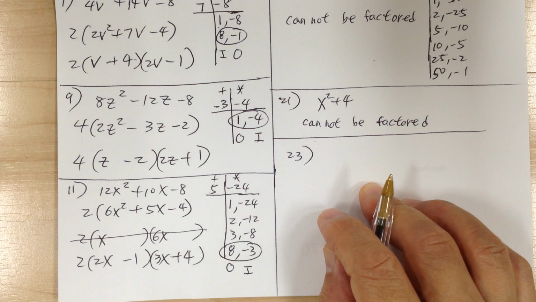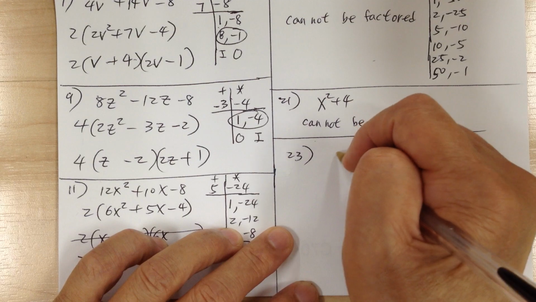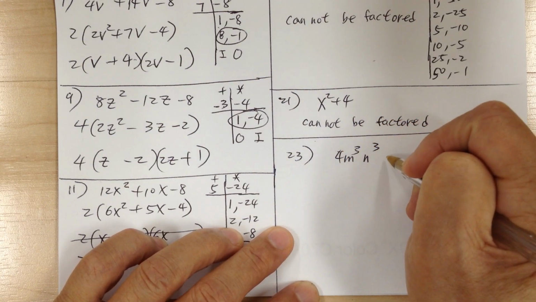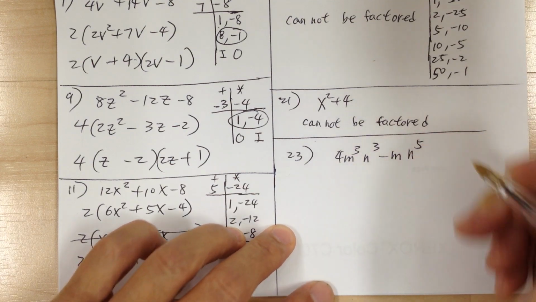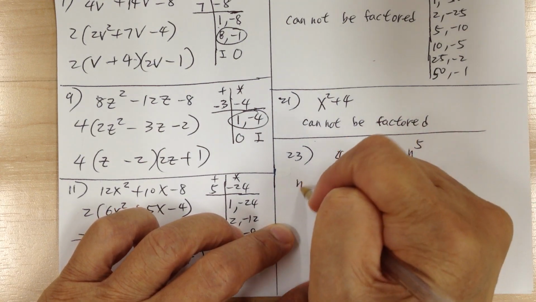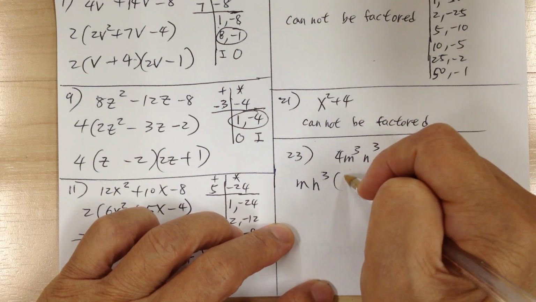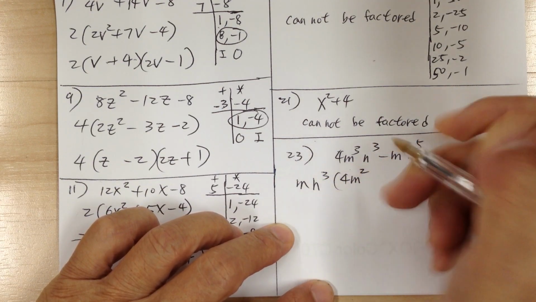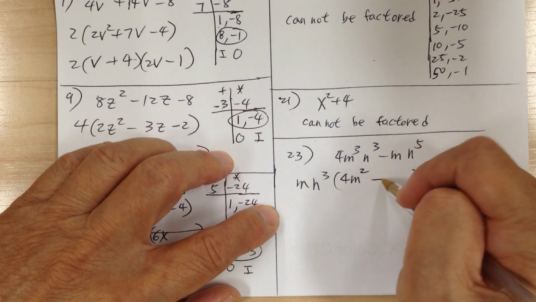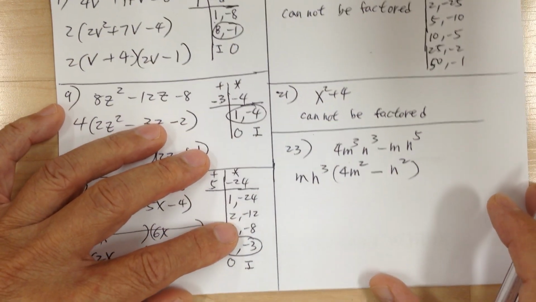Okay, 23. You've got 4m cubed n to the 3 minus m n to the 5. You can factor the m, and for the n you've got n cubed and n to the 5, so you can factor n cubed. So this becomes 4m squared, double check, 1 times 4 gives you 4. This will give me m cubed and n cubed. Good. Minus, so n is gone, it'll be n squared. So that's just step 1.